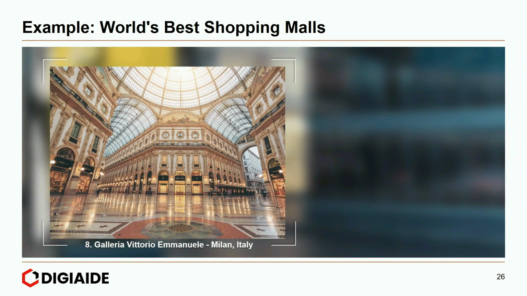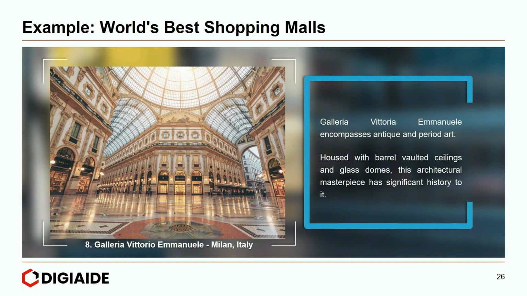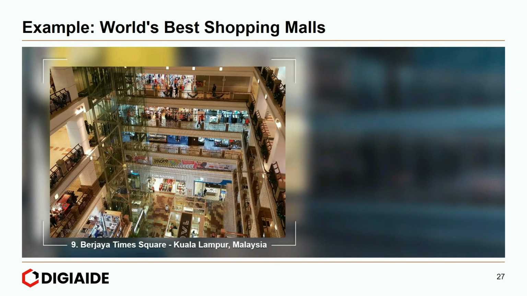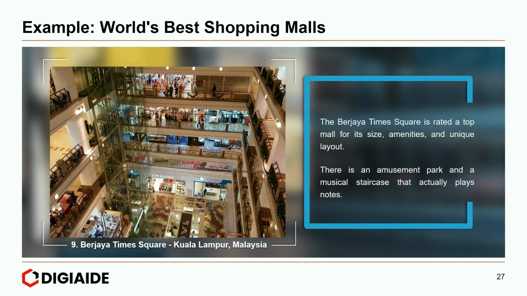Number 8 is Galleria Vittorio Emanuele in Milan, Italy. Galleria Vittorio Emanuele encompasses antique and period art. Housed with barrel vaulted ceilings and glass domes, this architectural masterpiece has significant history to it. At number 9 is Berjaya Times Square in Kuala Lumpur, Malaysia. Berjaya Times Square is rated a top mall for its size, amenities, and unique layout. There is an amusement park and a musical staircase that actually plays notes.